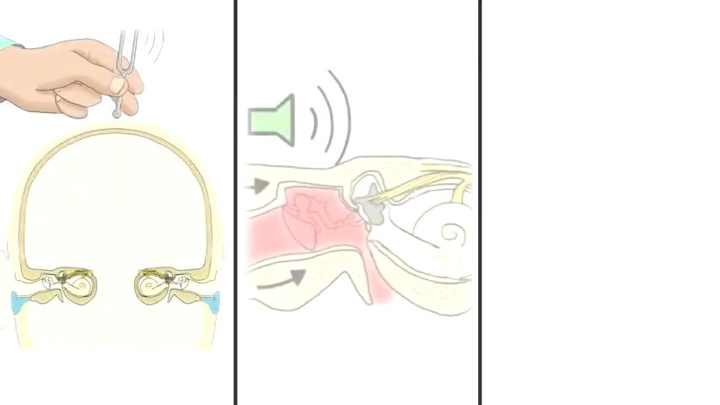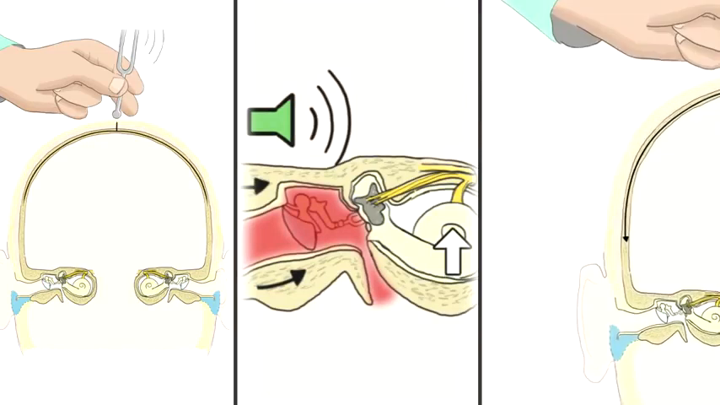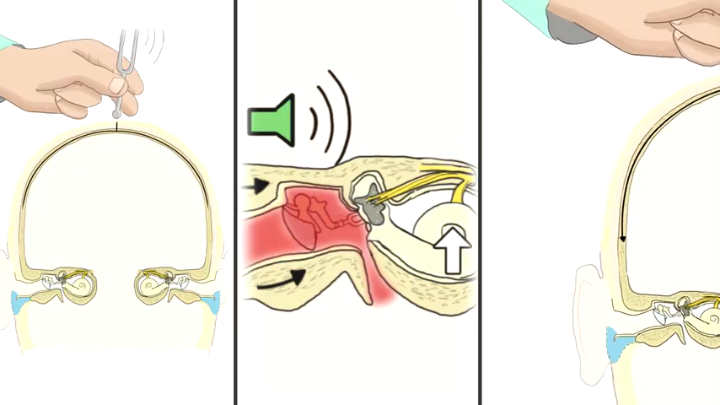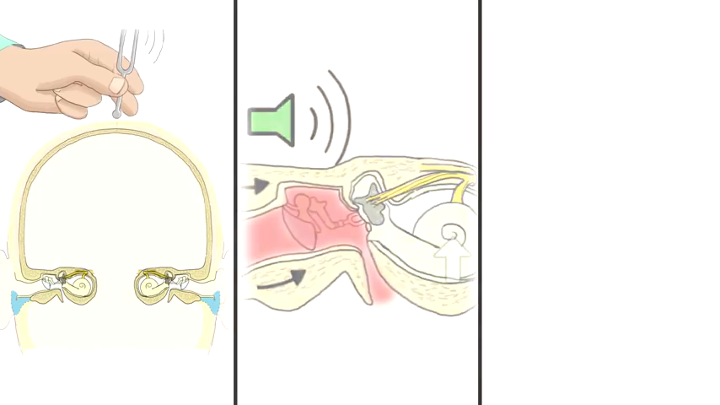The Rinne and Weber tests are easy and quick methods for differentiating simple forms of conductive and sensorineural hearing loss. More complex illnesses, such as combined conductive and sensorineural hearing loss, often result in test results that are difficult to interpret.